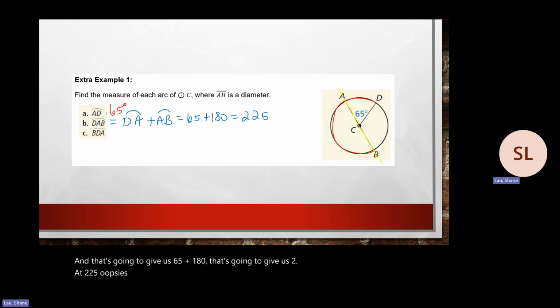I have it marked wrong in my notes. Yeah, I'm not sure what I was doing in my notes. Interesting. I believe this is 245. Yeah, that looks good to me. 245. Good. And then we have BDA.